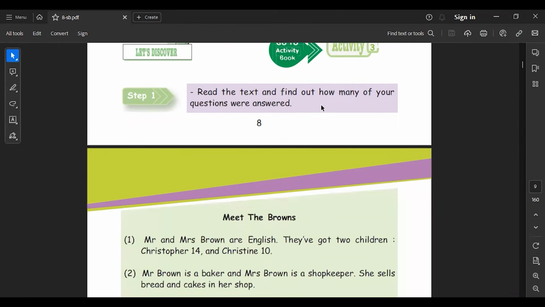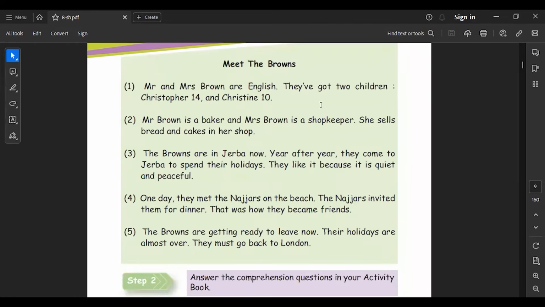Okay. Now we have this text, which is related to the Browns. Okay, this is just like an introductory to the Browns family. Okay, how many members of the family are they? And who are the Najars also, because they are related to each other. So let's see. Now we have Mr. and Mrs. Brown are English.